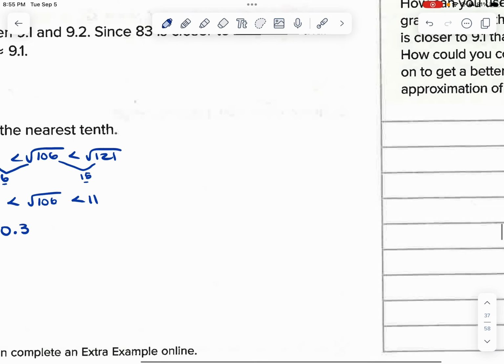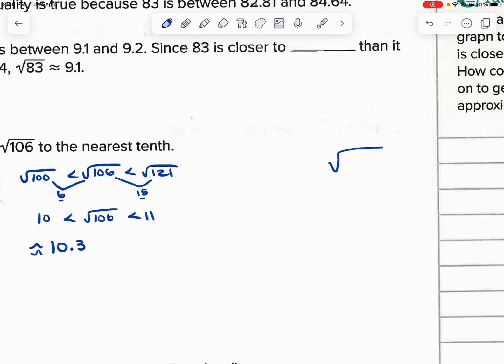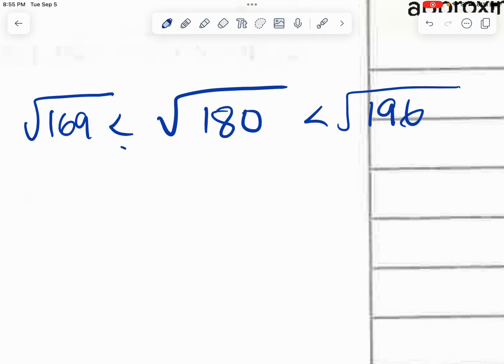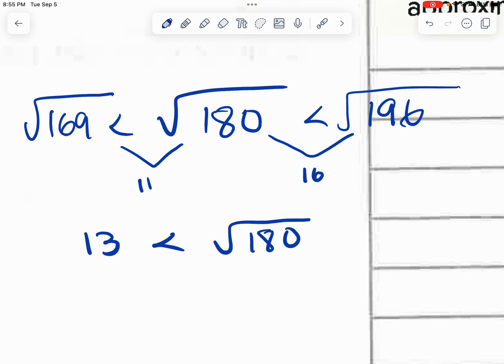Okay, we're going to do one other one right here. So I'm going to do the square root of 180. So if I was to do that, it's going to be between 169 and 196. So if I look at this, the distance between here is 11, and the distance between here is 16. Ooh, this would be between 13 and 14.